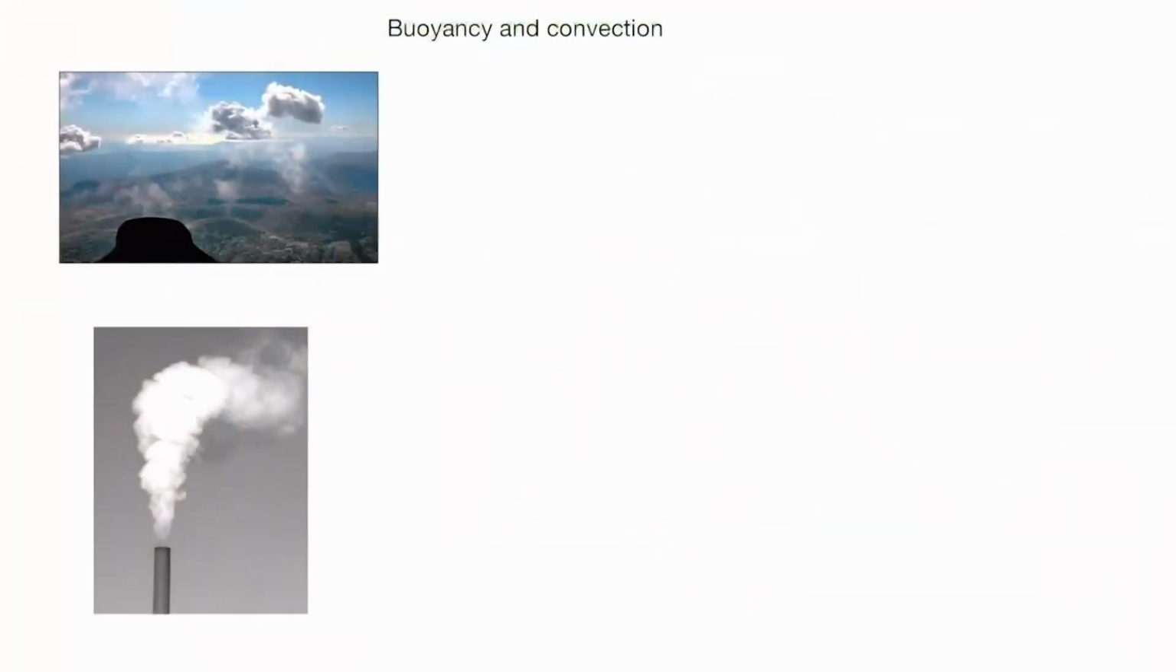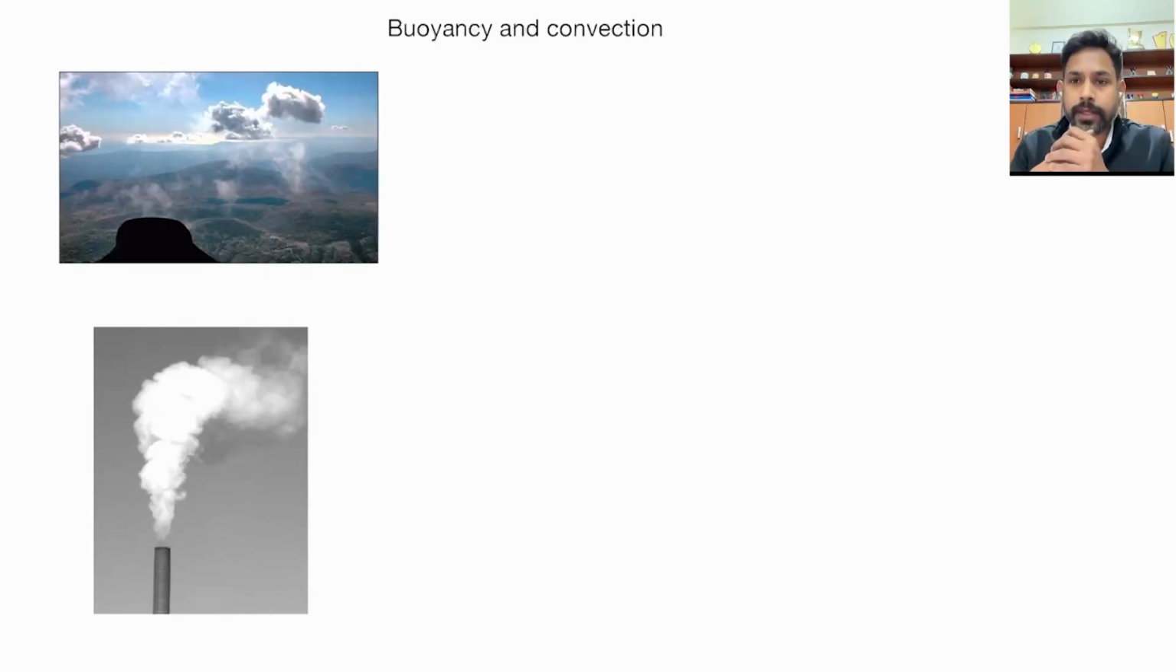So now we are going to do different processes and dimensionless numbers in this lecture. So let's start with buoyancy and convection, and we will also do Rayleigh number here. So what exactly is buoyancy and how does it create convection?